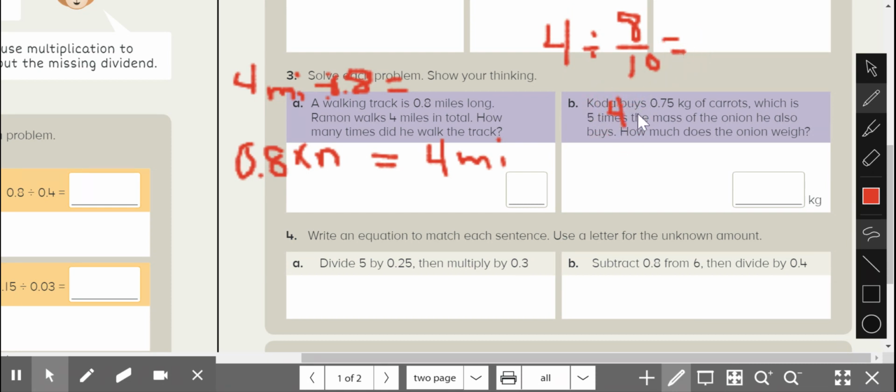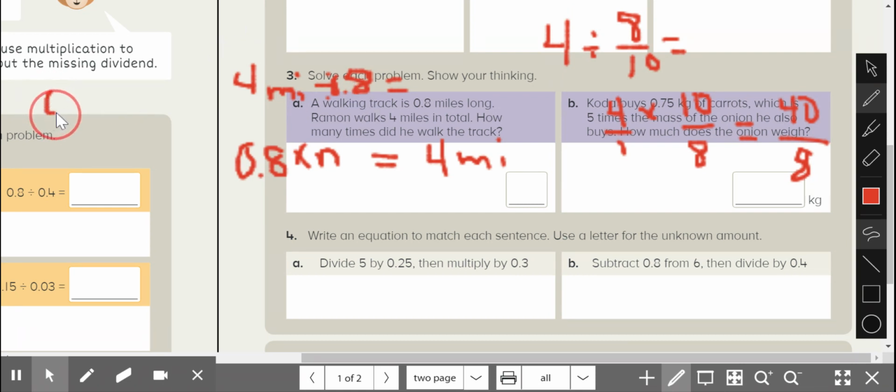We end up saying 4 times 10 over 8. We're given 40 over 8, and then we need to divide 8 into 40. Let's go ahead and look at it this way. We've got 4 miles divided by 8/10.